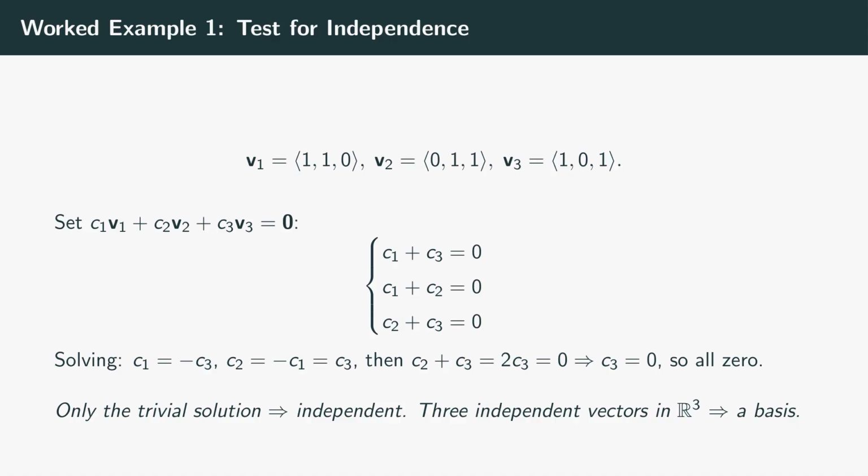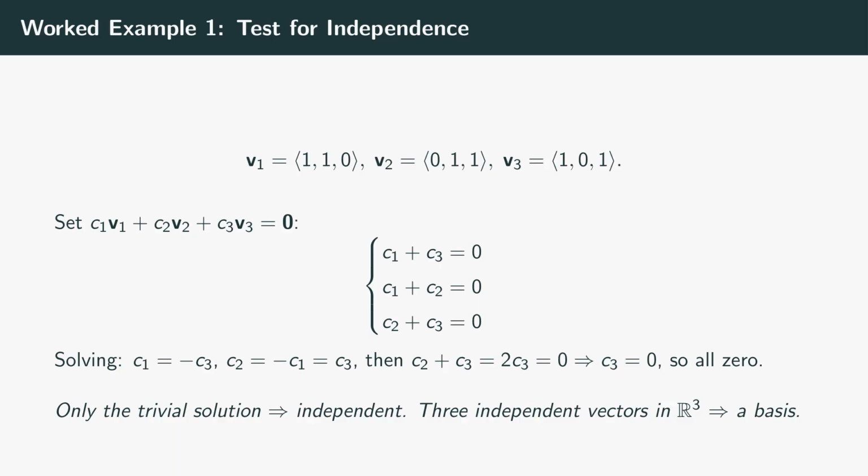First worked example, test 3 vectors for independence. Take v1 equal to 1, 1, 0, v2 equal to 0, 1, 1, and v3 equal to 1, 0, 1. Set a combination of them equal to the 0 vector and read off the components. The first components give c1 plus c3 equals 0. The second components give c1 plus c2 equals 0. The third gives c2 plus c3 equals 0.